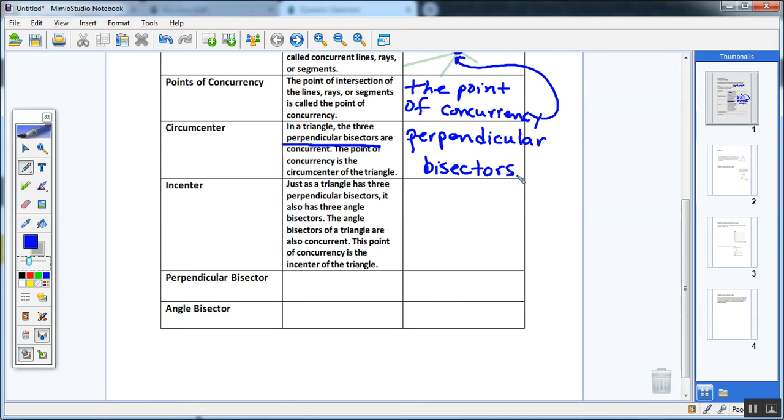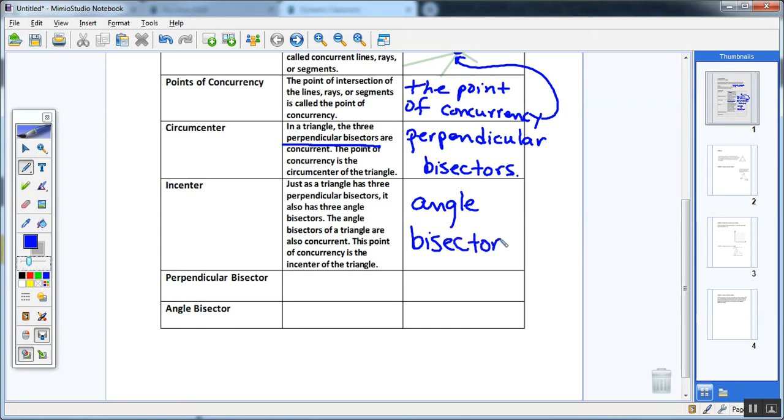Then the incenter. Just as a triangle has three perpendicular bisectors, it also has three angle bisectors. Not a segment bisector, but an angle bisector. The angle bisectors of a triangle are also concurrent. This point of concurrency is called the incenter. So angle bisectors form your incenter. And then we'll look at some examples and show you how this relates.